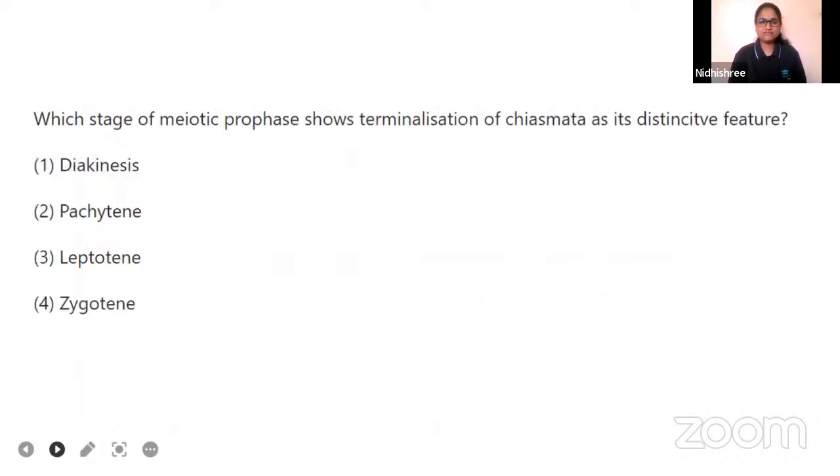Okay, next question, guys. Which stage of meiotic prophase shows terminalization of chiasmata as its distinctive feature? In which stage of meiotic prophase can you see terminalization? Option A, diakinesis. Option B, pachytene. Option C, leptotene. Option D, zygotene. Yes, guys, what is your response? Virat answered option A.